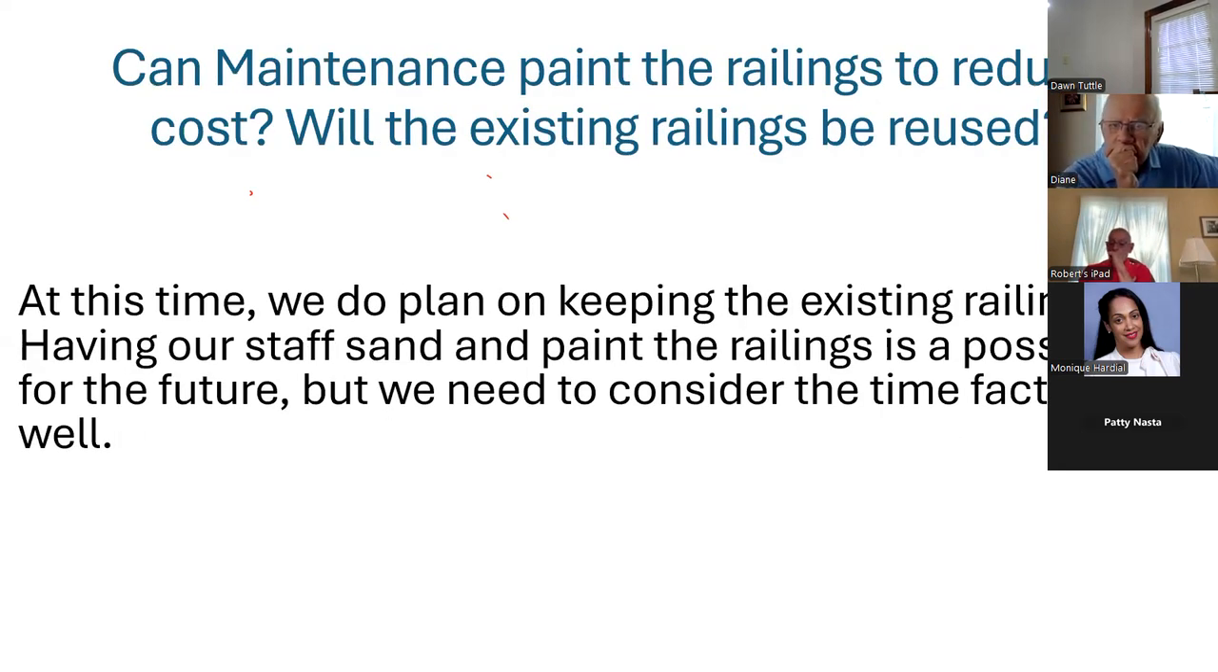Can maintenance paint the railings to reduce the cost? Will we be using the existing railings? At this time, the quotes we're getting are to keep the existing railings and to have the contractors paint and stain them or sand and stain. Our staff could do it, but again, it takes them much longer to do things. They have other projects to do. So $30,000 to do the whole property to have a professional do it is worth the time.